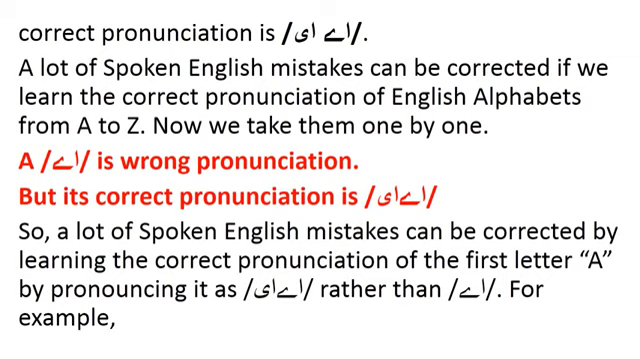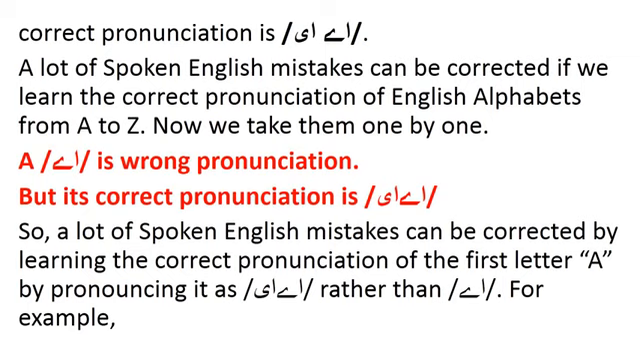A lot of spoken English mistakes can be corrected if we learn the correct pronunciation of English alphabets from A to Z. Now we take them one by one. A. Now we are talking about the letter A. A is wrong pronunciation, but its correct pronunciation is A.